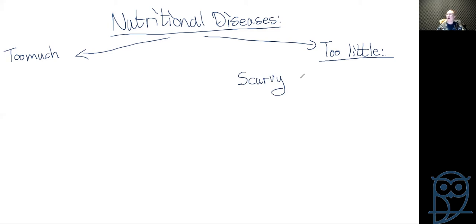So scurvy is characterized normally by the gums in between your teeth, those little triangles in between your teeth, starting to bleed. And scurvy was actually very, very common in the olden days among sailors. The main reason for scurvy occurring is you have essentially very little or no vitamin C in your body. So it is a vitamin C deficiency.